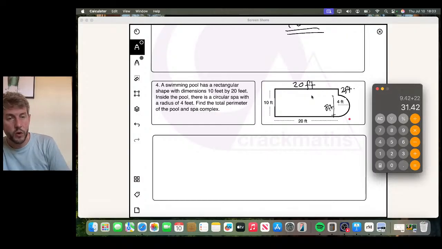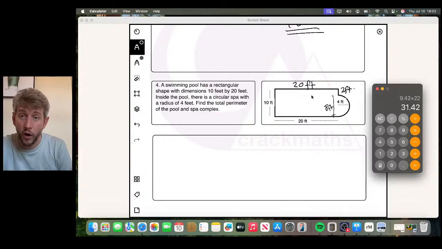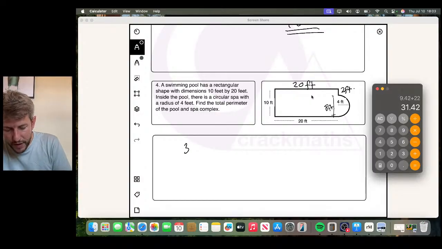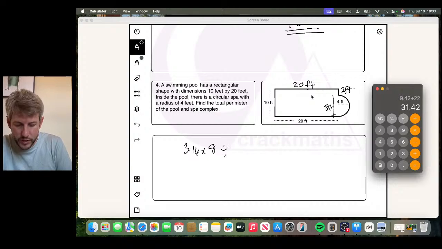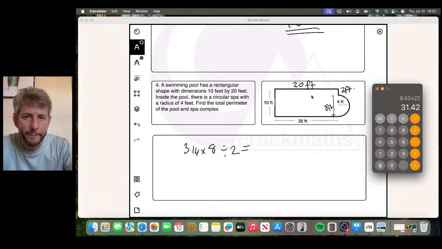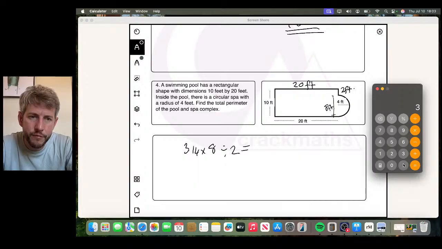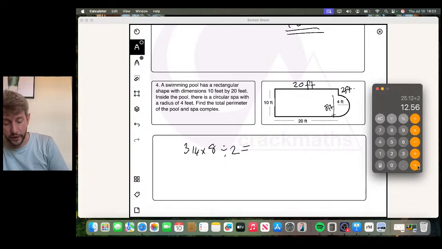And then I just need to work out the circumference of the circle and divide it by 2. So circumference of a circle is 3.14 times the diameter. The diameter is 8. And then because it's a semicircle, we just divide it by 2. Okay, so we can just do this. 3.14 times 8 equals this. Divide that by 2. Gives us 12.56.